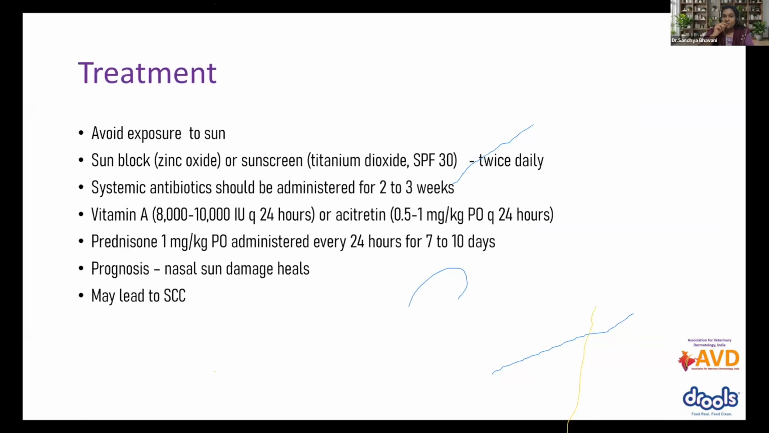So the first line of treatment is to avoid exposure to sun. Use some sunblock or sunscreen, and along with that you can go for vitamin A preparation or isotretinoin tablets, or prednisolone to reduce the itching and erythema. And the prognosis is, with mild lesions it heals. Otherwise, it will lead to squamous cell carcinoma.